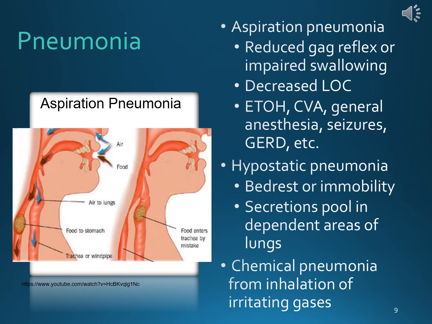Hypostatic pneumonia is something that we talk about as a complication of immobility or bed rest. What happens is secretions pool in the dependent area of the lungs, and that gives a place for the bacteria to grow. Finally, chemical pneumonia happens when you inhale irritating gases. You hear of people who've been in fires having smoke inhalation, or if you're exposed to some sort of toxic chemical during an occupational exposure.